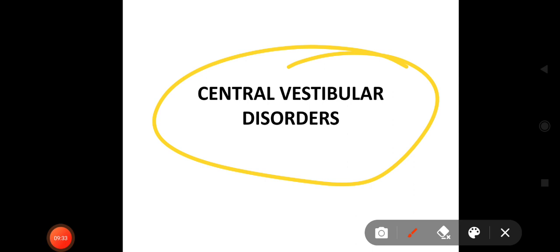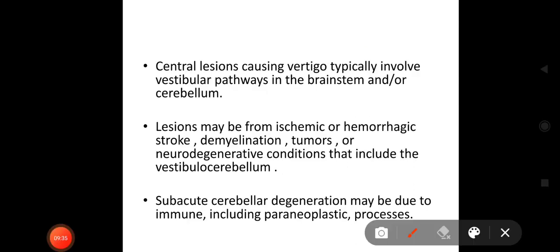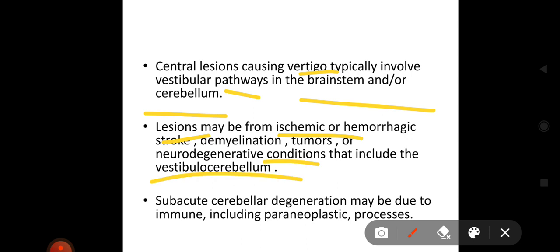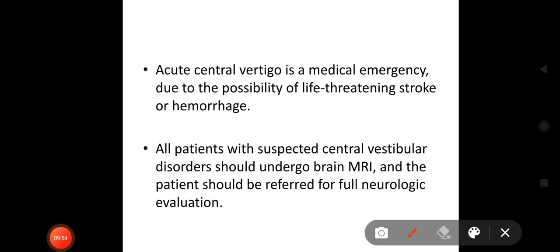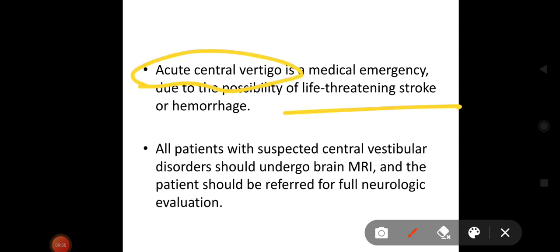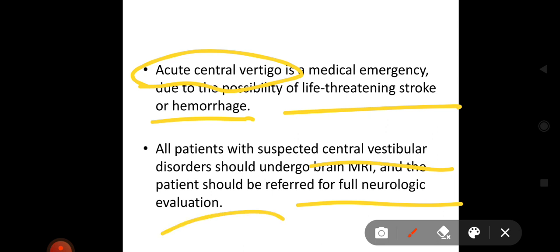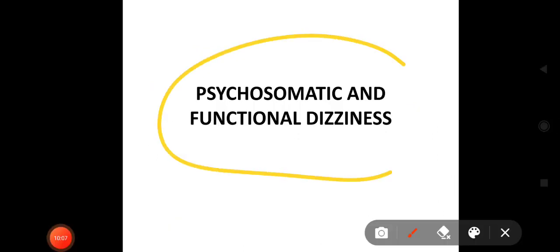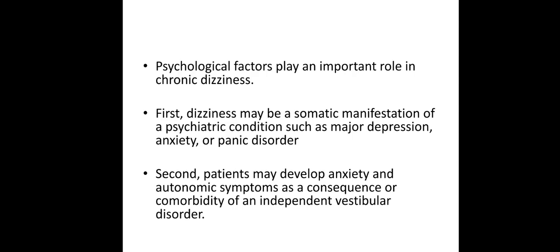Next are central vestibular disorders. The central lesions causing vertigo typically involve vestibular pathways in the brainstem or in the cerebellum. Lesions may be from ischemic or hemorrhagic stroke, demyelination, tumors, or neurodegenerative conditions that involve the vestibular cerebellum. Subacute cerebellar degeneration may be due to immune or paraneoplastic processes. Acute central vertigo is a medical emergency due to possibility of life-threatening stroke or hemorrhage. And all patients with suspected central vestibular disorders should undergo brain MRI, and the patient should be referred for full neurological evaluation.